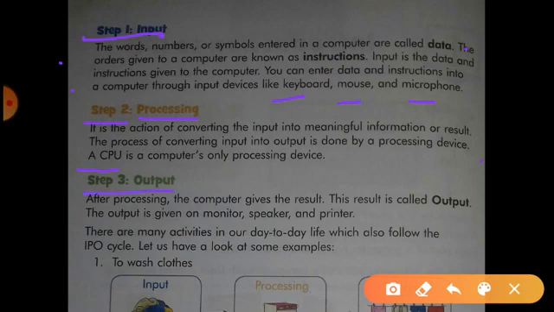Step 3 is output. After processing, the computer gives the result. Dear students, when you enter input, the computer processes it, and then after that gives the result. This result is called output. The output is given on monitor, speaker and printer. So dear students, monitor, speaker and printer are known as output devices.